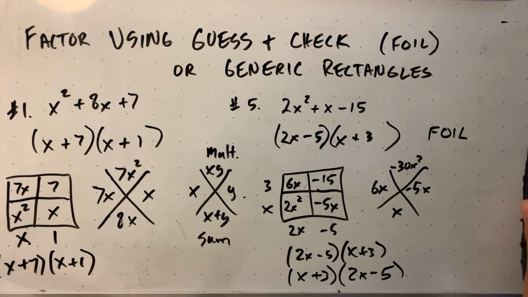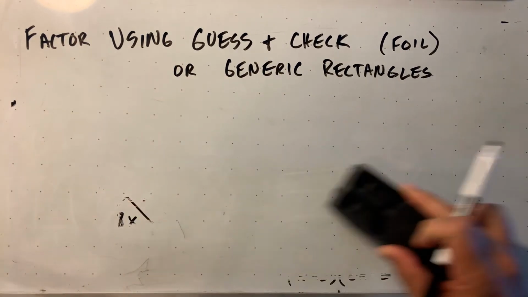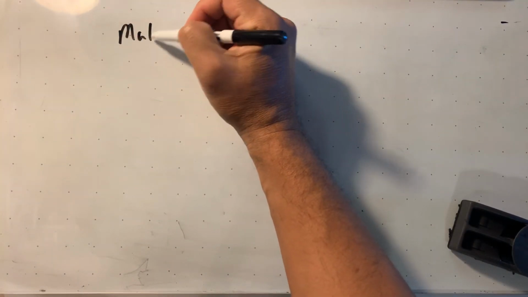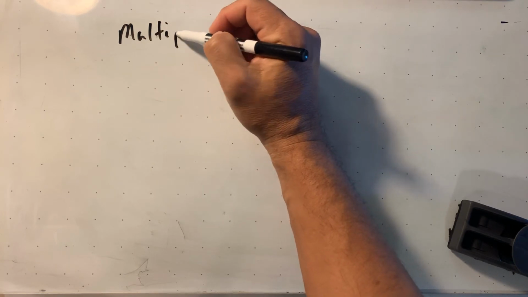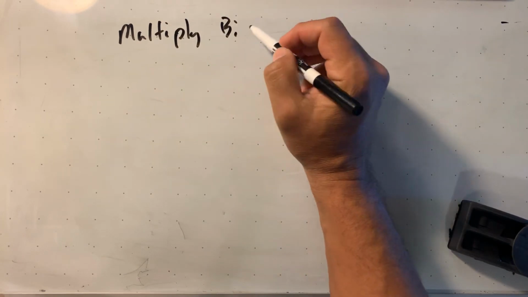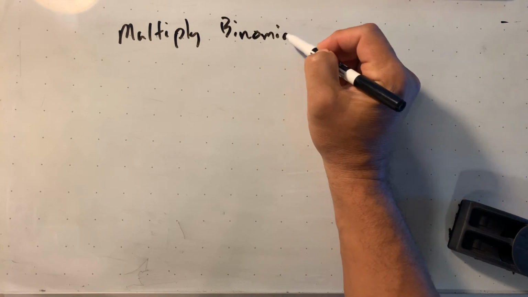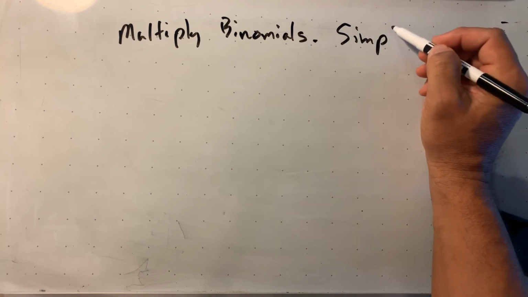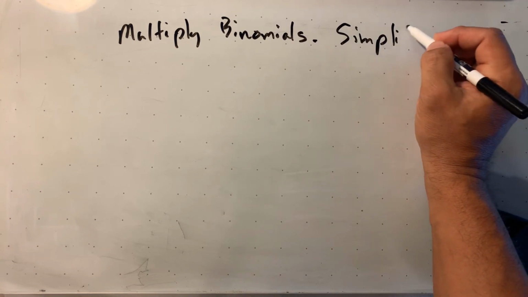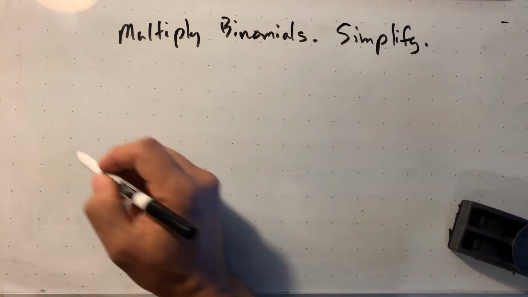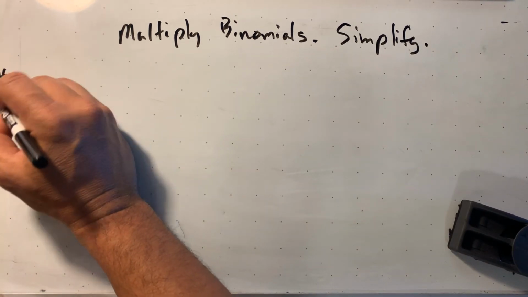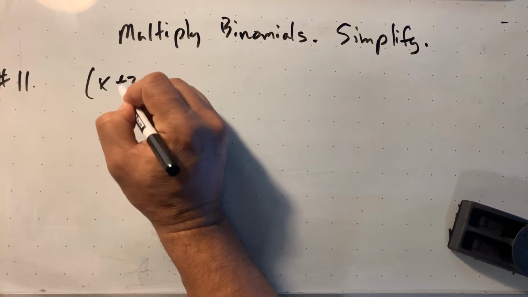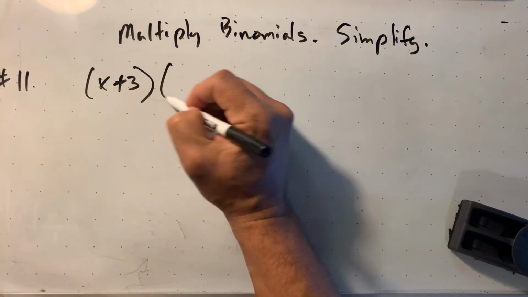Okay, now we're going to be doing a couple problems. And the instructions are just going to be multiply the binomials and then simplify. Okay, first example we're going to do, we have x plus 3 times x plus 9.